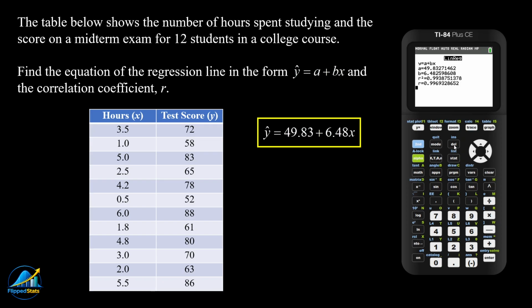So we were asked for the correlation coefficient here, and that's r. And we'll just round that to 0.997. So remember, a correlation of 1 would be a perfect positive correlation. This is very, very strong.